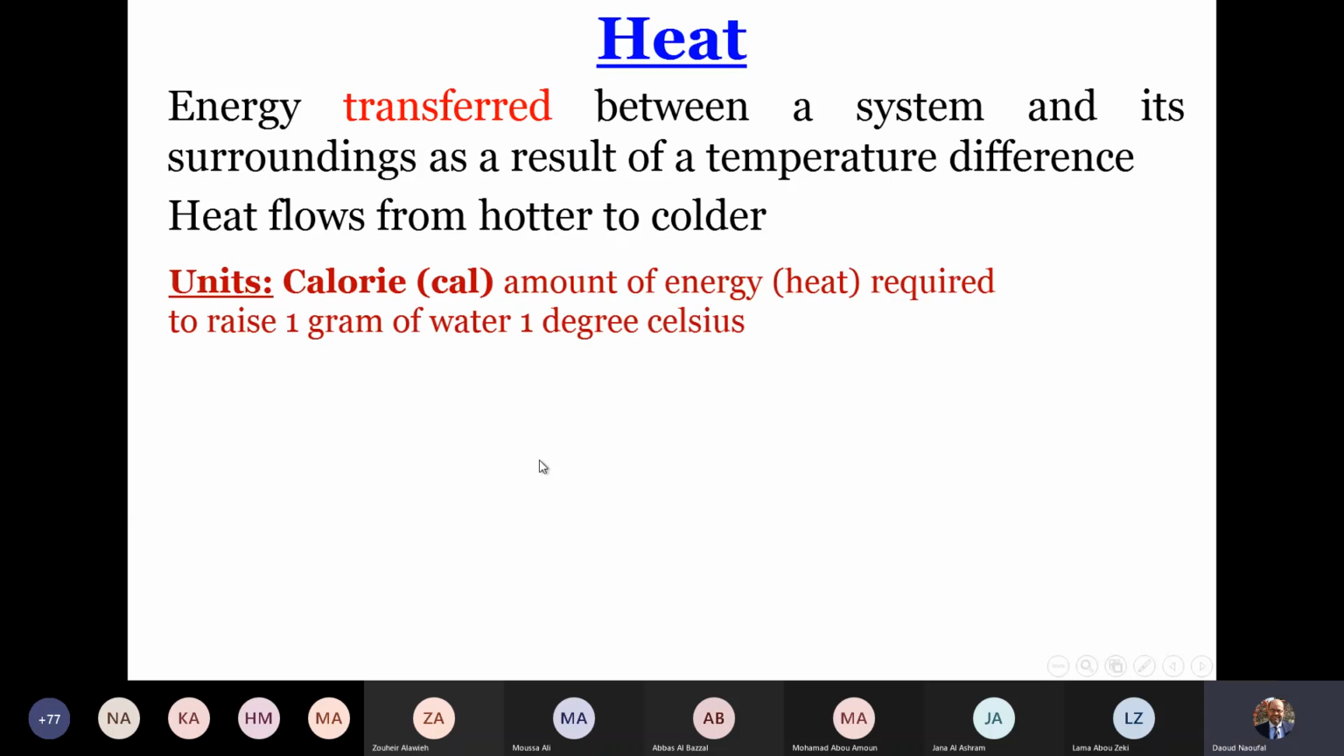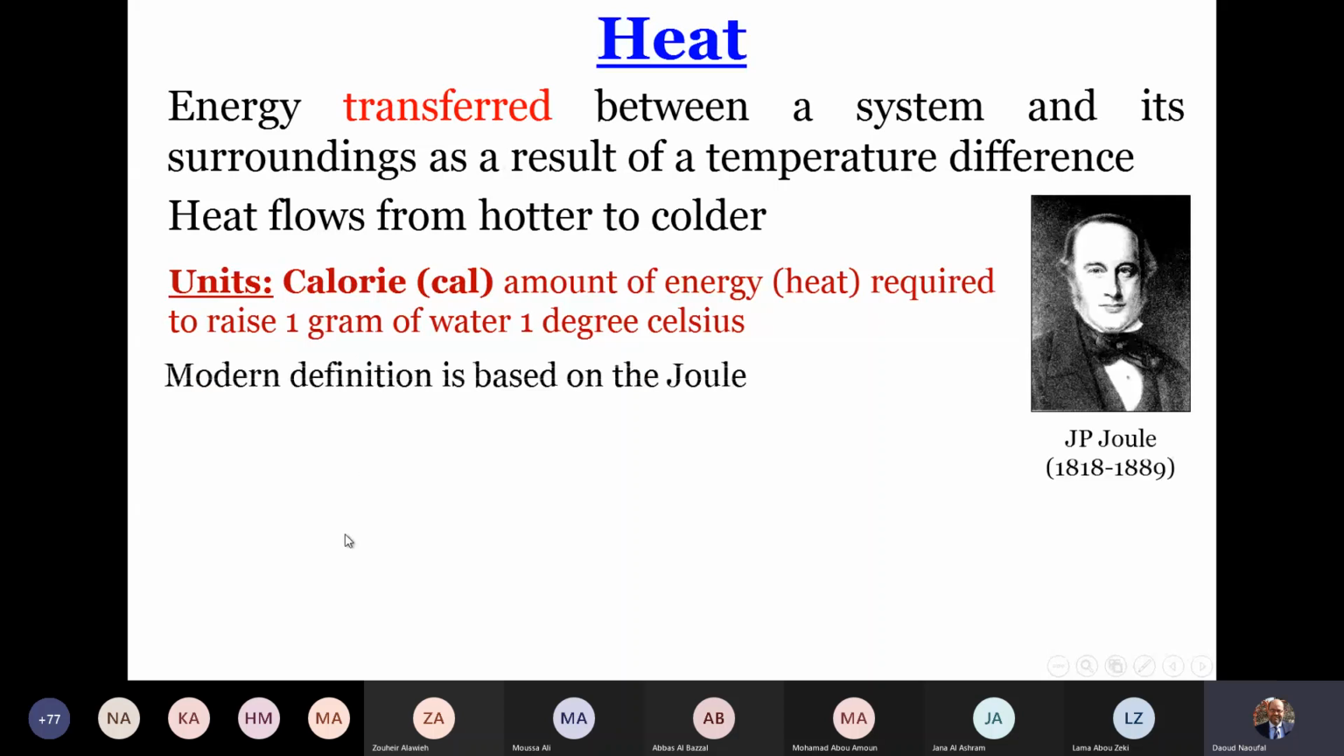What are the units of heat? We use the calorie, which is the amount of energy or heat required to raise 1 gram of water by 1 degree. This is the definition of the calorie. We now use the modern definition, the joule. So 1 calorie equals 4.184 joules, and we can also use the kilocalorie. All conversions of units are given in the exercise. You only have to remember that the unit of energy or heat is calorie or joule.